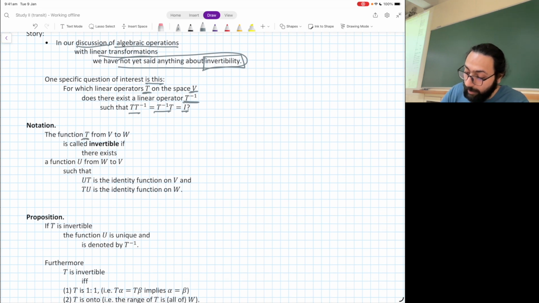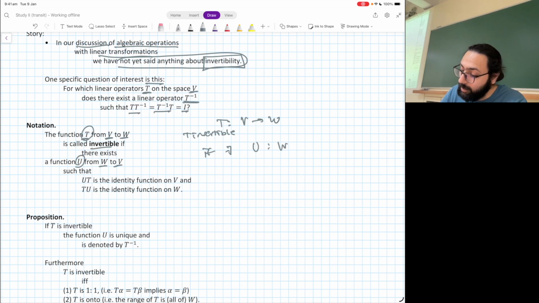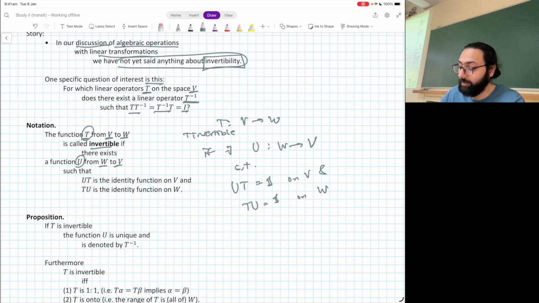So the notation here is the following. Suppose the function T goes from V to W. Then we'll call T invertible if there exists a function U that takes you from W to V, such that UT is identity on V and TU is identity on W. Is the definition clear?